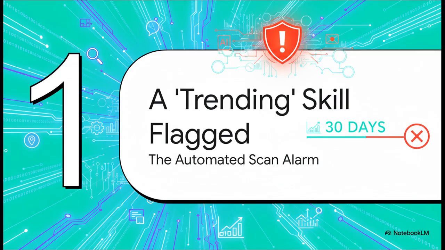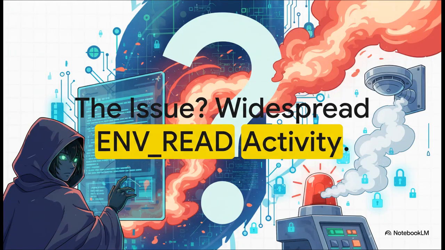So picture this. It's just another day. A totally routine audit is running in the background, scanning the AI skills in our environment. Suddenly, this automated system, which is usually pretty quiet, starts screaming. And it's pointing at a really popular research skill, one that was all about analyzing your activity from the last 30 days. So what was the big deal?